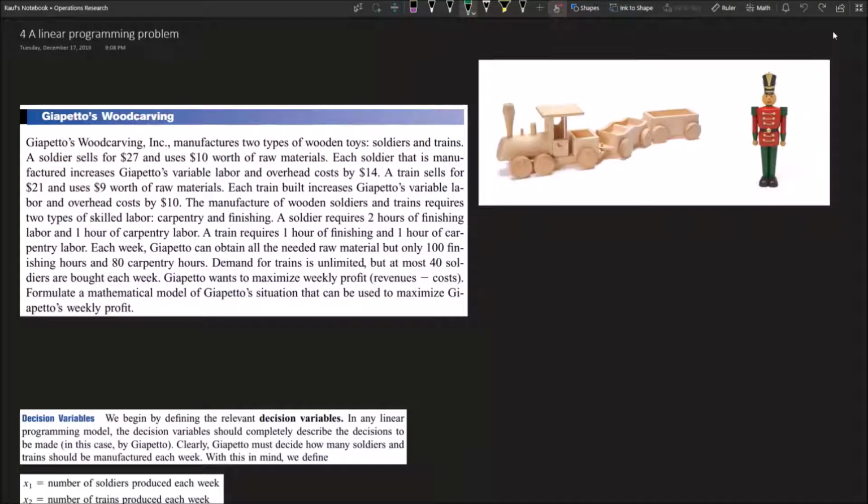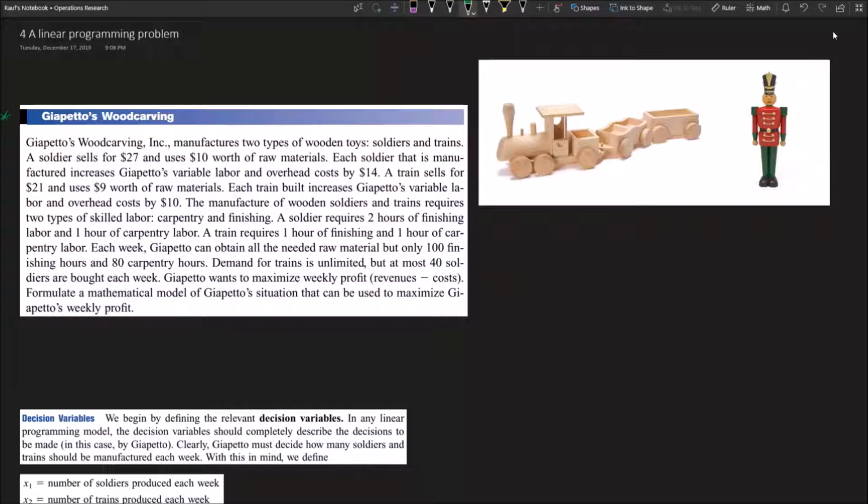We are still in our operations research course. Today, we will take our first example on a linear programming problem. As we can see in front of us, we have an example that's coming from a real life situation.